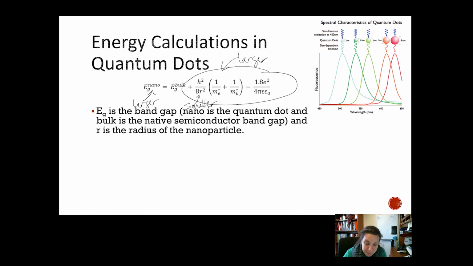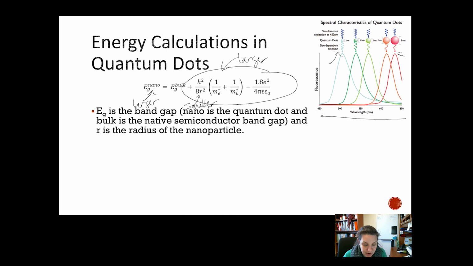What we get from this is as we increase size, we are going to decrease our band gap, or as we decrease size, we're going to increase our band gap. And that's what we see over here on this spectrum. With smaller size, we are blue shifted, which is higher in energy. Larger in size, we're red shifted, which is lower in energy.